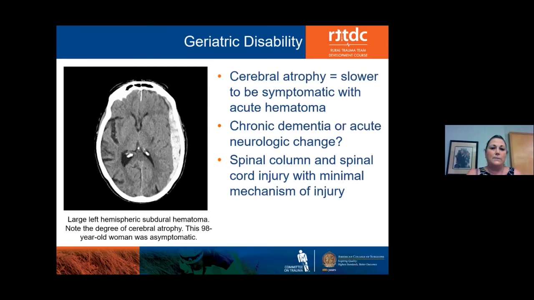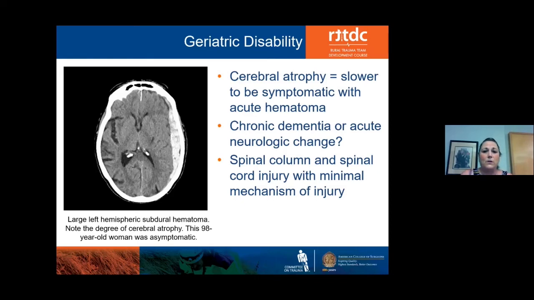When we're looking at disability for a geriatric patient, the cerebral atrophy causes a slower symptomatic presentation with an acute hematoma, and that's related to the atrophy that's inside of the head. So the brain's smaller. It's going to take a lot more blood to be able to compress the brain itself and cause the symptom changes. So you need to be aware of that. And it's going to take a little bit more bleeding to possibly cause that person to decrease their mental status.